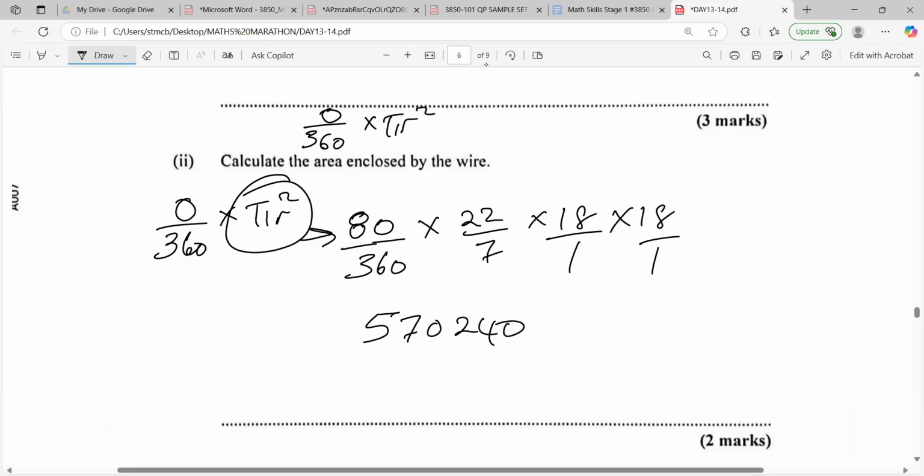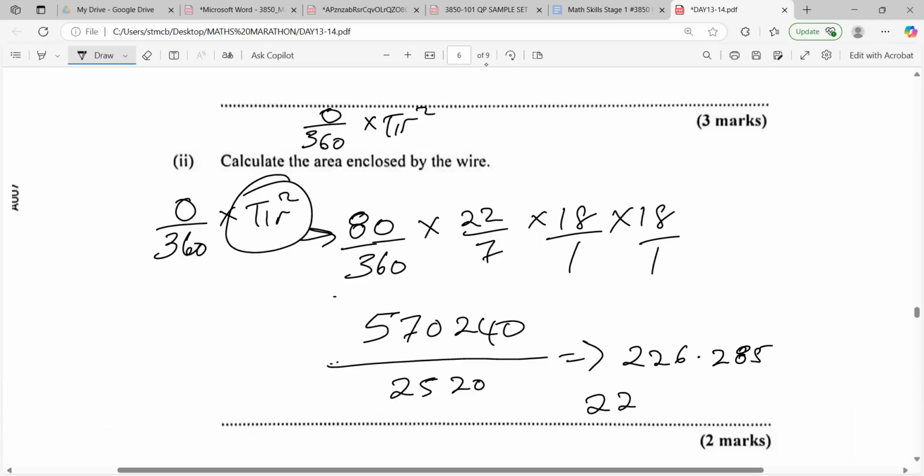Alright, that's the top part, right? And then we have 360 times 7. 360. That gives me 2520. And then we divide. So it will be 570,240 divided by 2520. Alright, so that gives me 226.285. So if we round it to one decimal place, it will be 226.3 square centimeters.